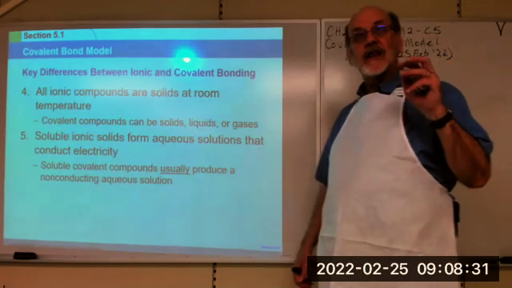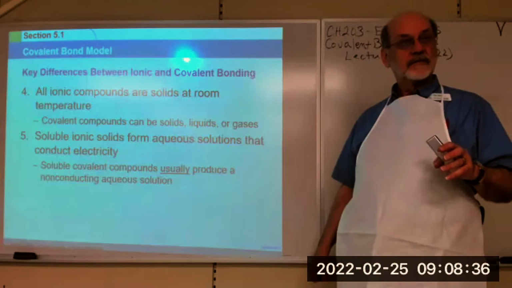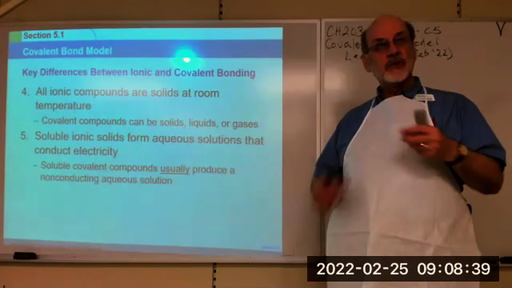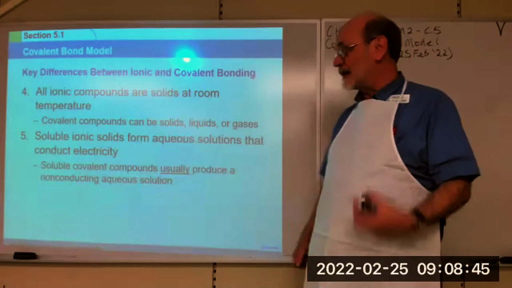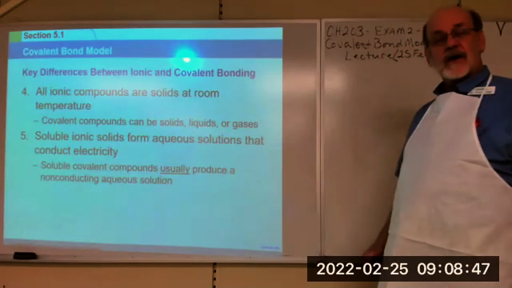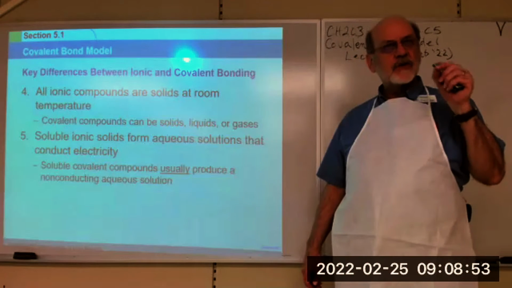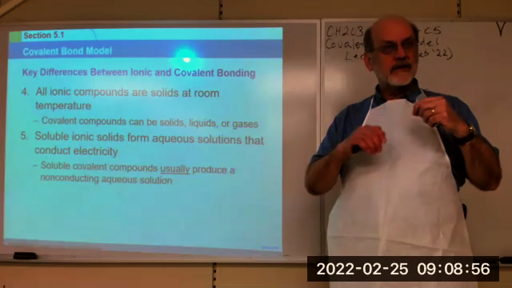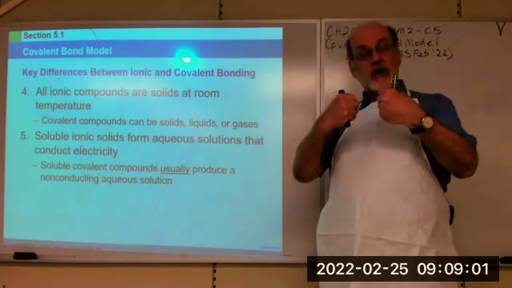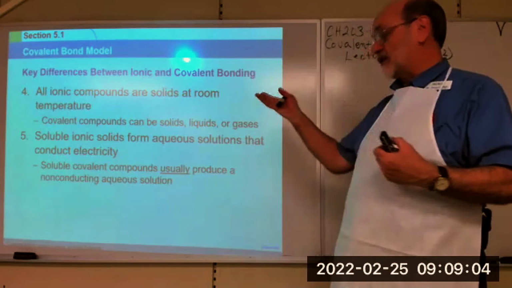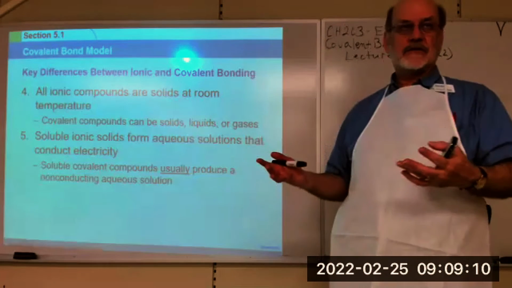All ionic compounds are solid at room temperature, and they have very high melting points. It takes a lot of energy to break those electrostatic attractions between the positives and negatives. Whereas covalent compounds can be solids, liquids, or gases. The principal reason for that is those intermolecular forces that hold them together. That's what determines their state. If the intermolecular forces are strong, they might be a solid. If they're a little weaker, it could be a liquid. If they're weaker still, it could be a gas.